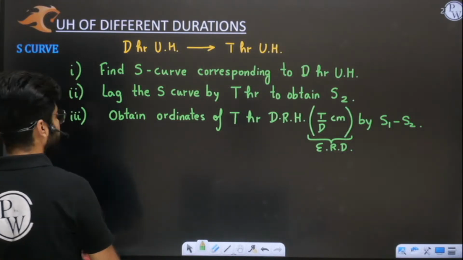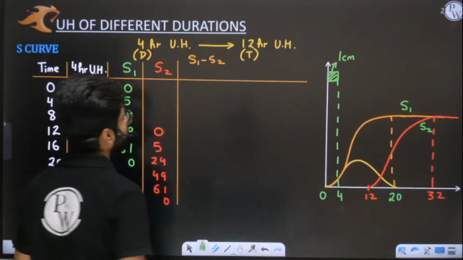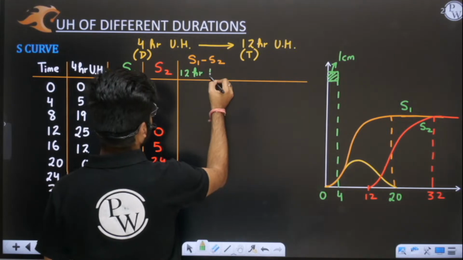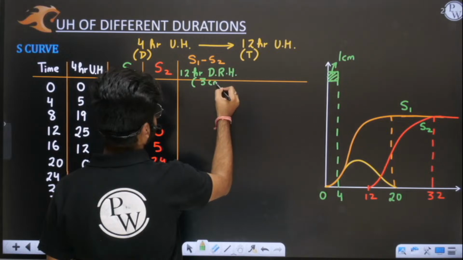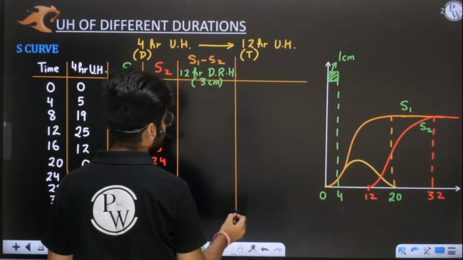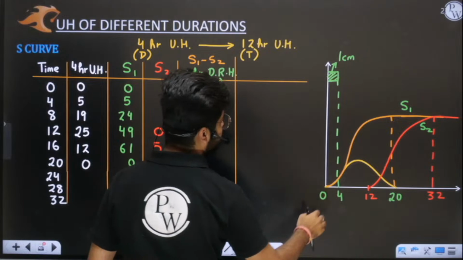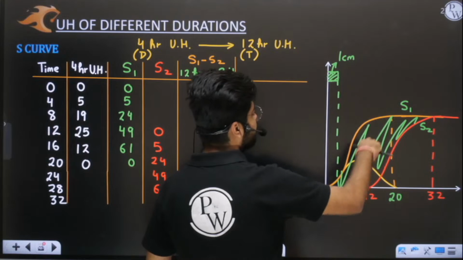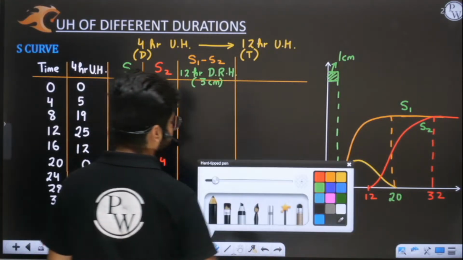Okay. So if you want to find the 12-hour DRH of 3 centimeter, 12 by 4 is 3. So what are you saying, sir? When you subtract it, you will get the 12-hour DRH of 3 centimeter basically. Because see, this is the first line, this is the second line. You will get the volume between them. If you subtract it, you will get the volume of direct runoff for 12 hours.